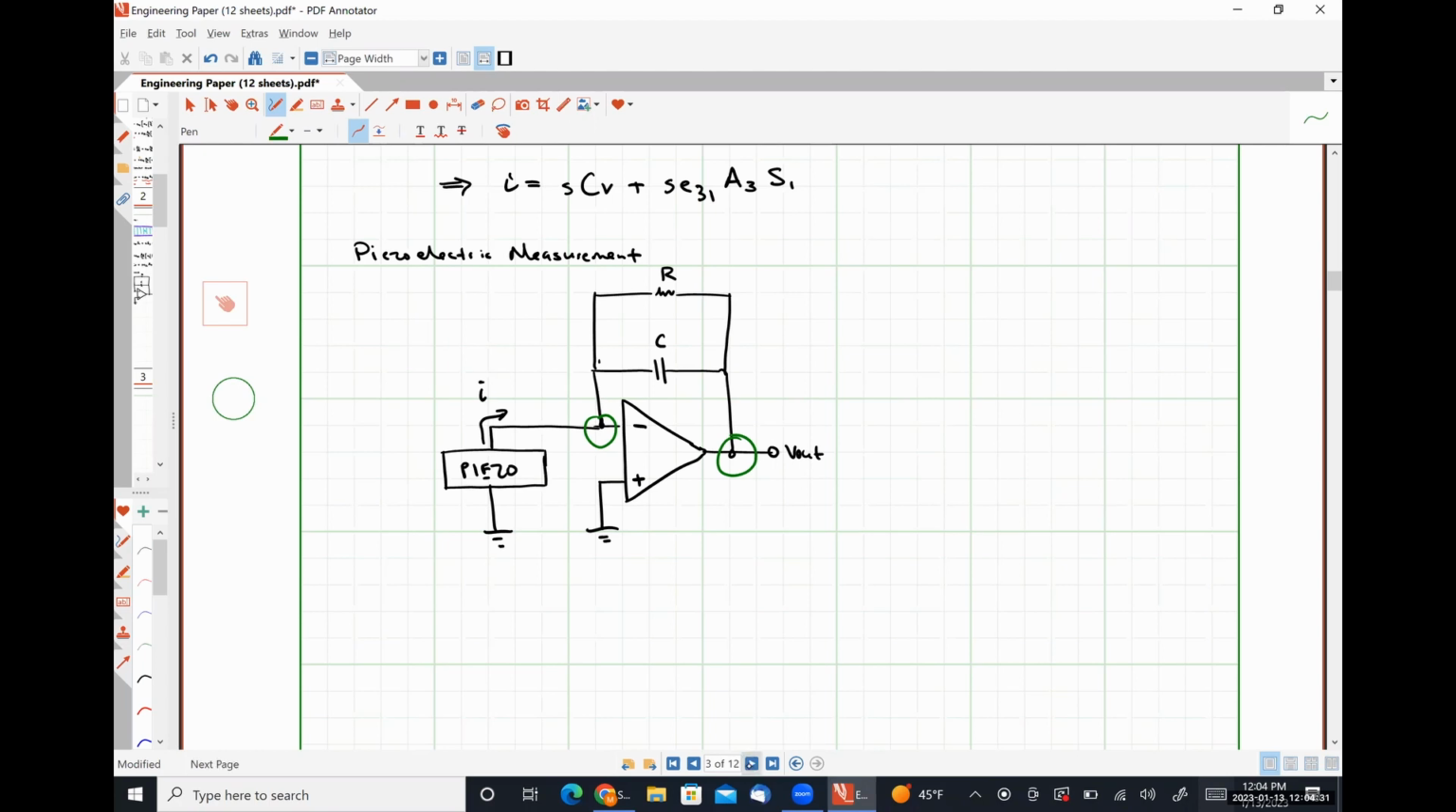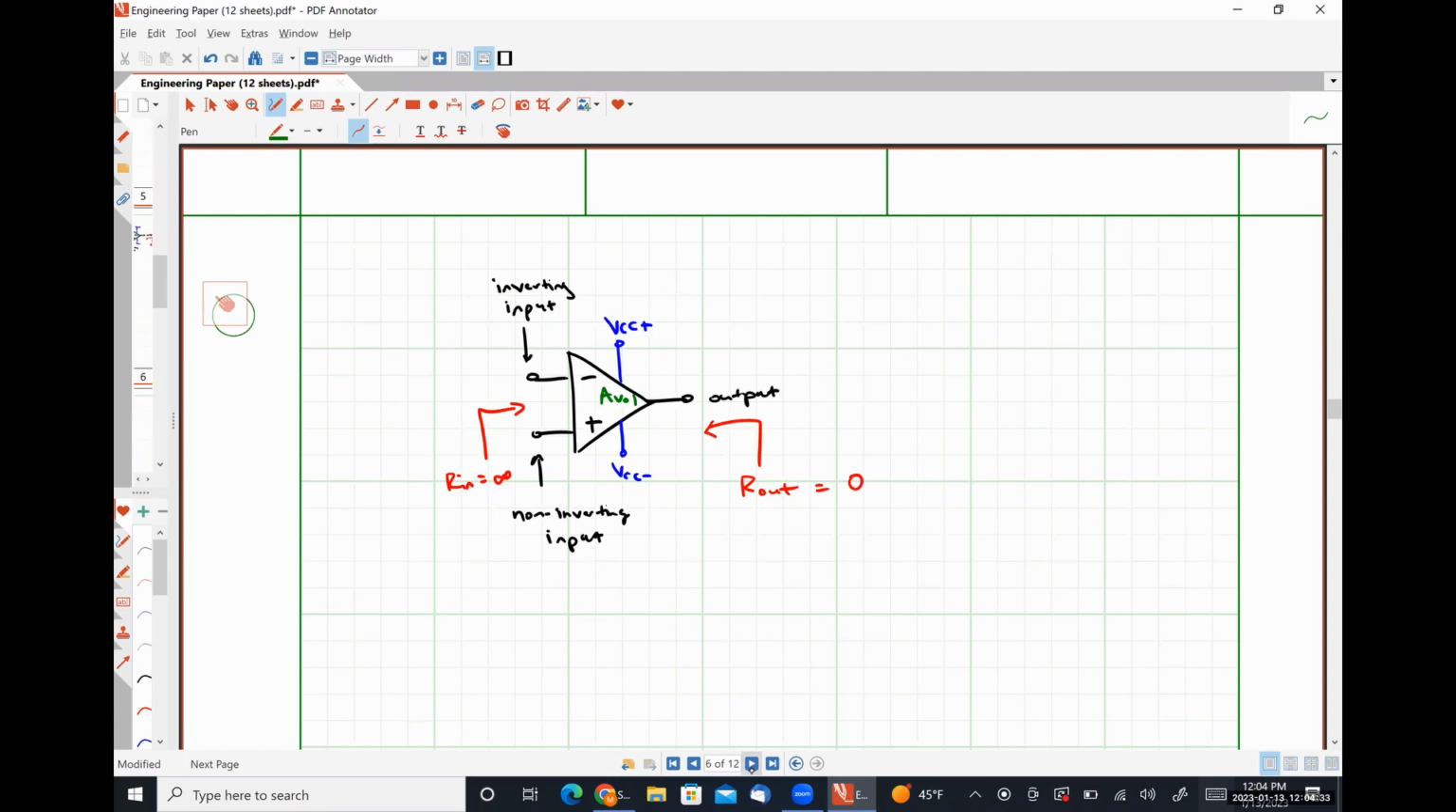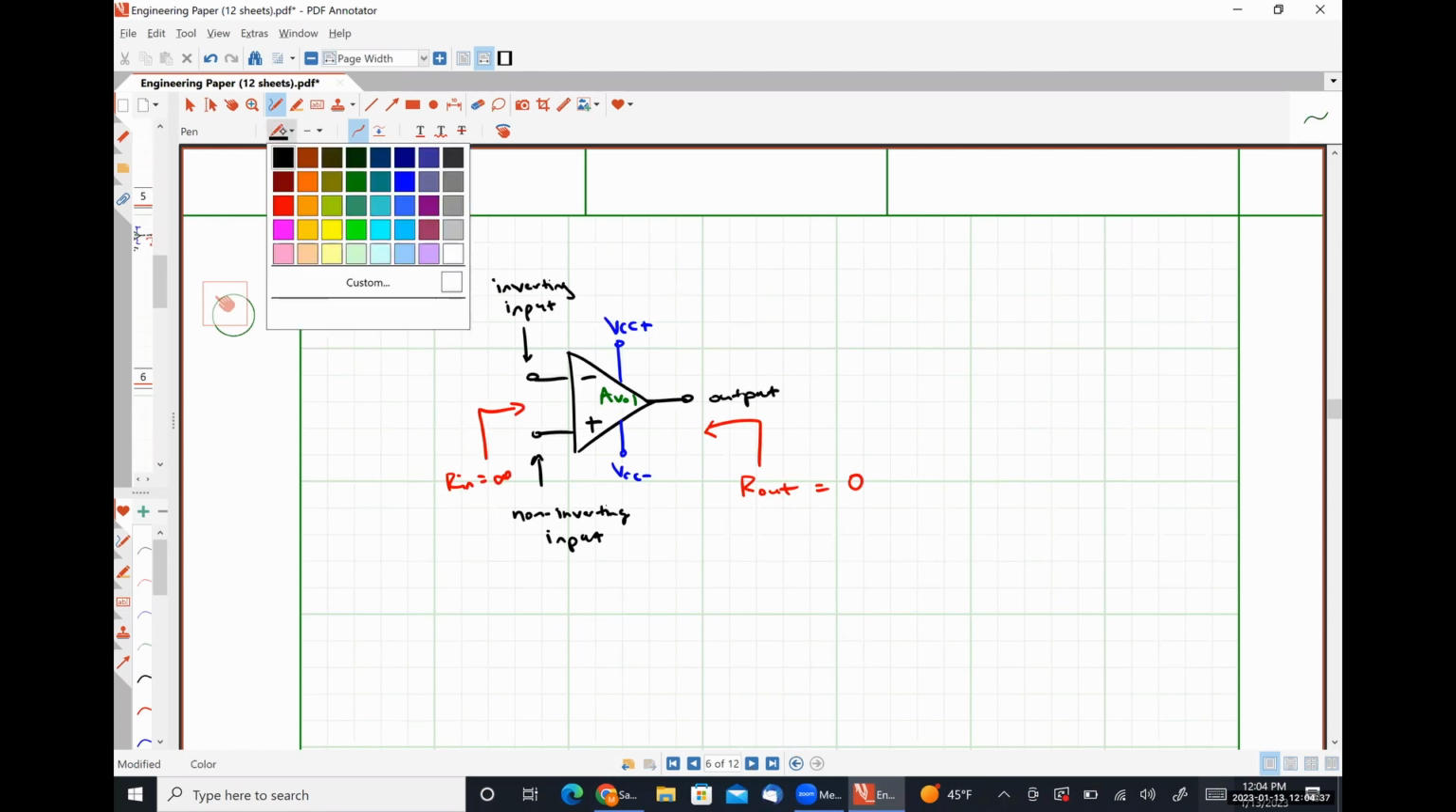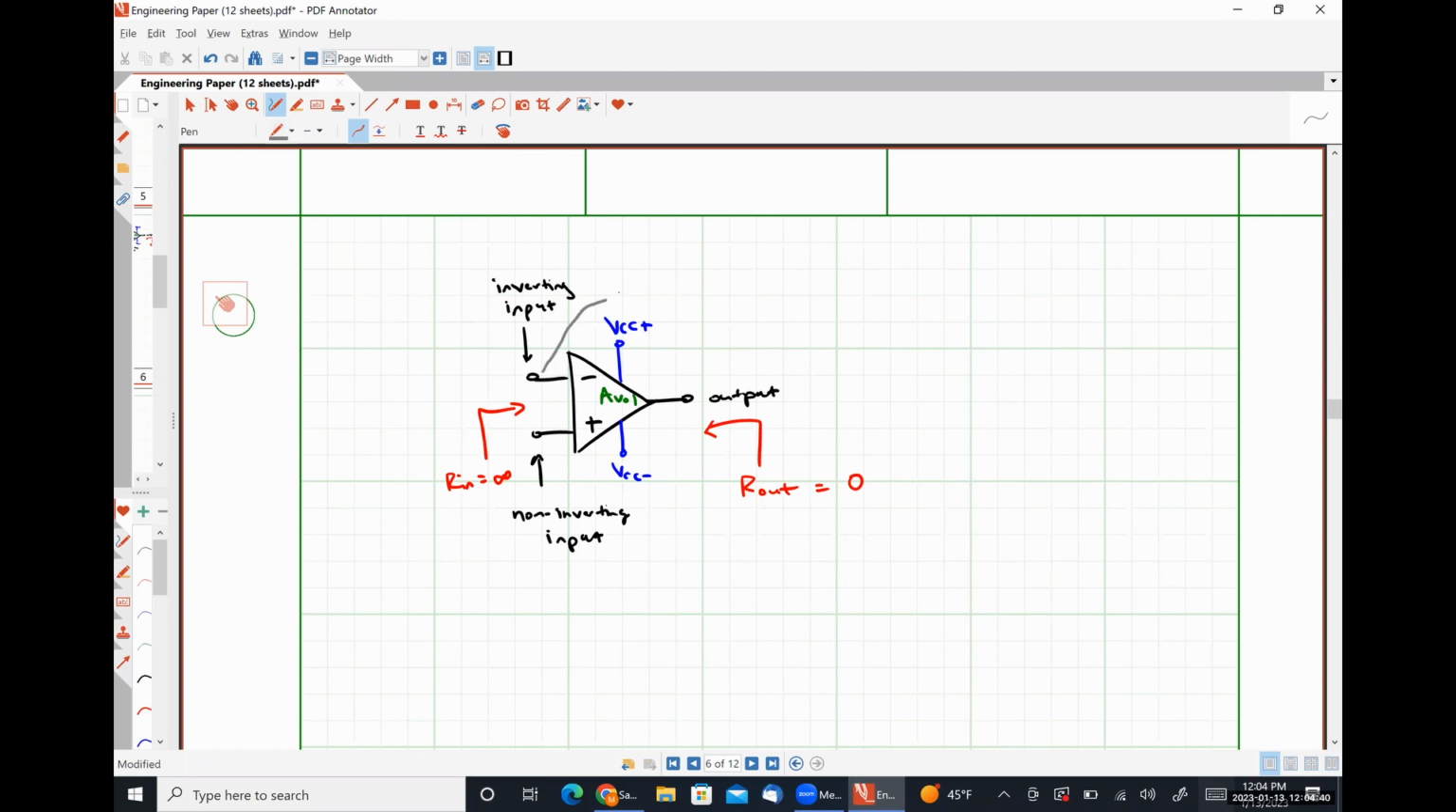Okay, so let me write some things down. Go back over here real quick. So let me do this in gray. So if we have some impedance Z connected between the inverting input and the output, this is negative feedback. This is used extensively in electronic circuits, control systems, all that kind of good stuff.